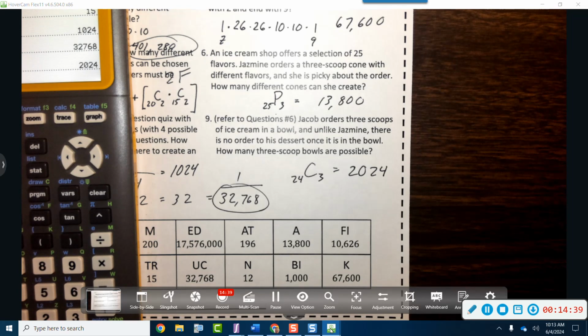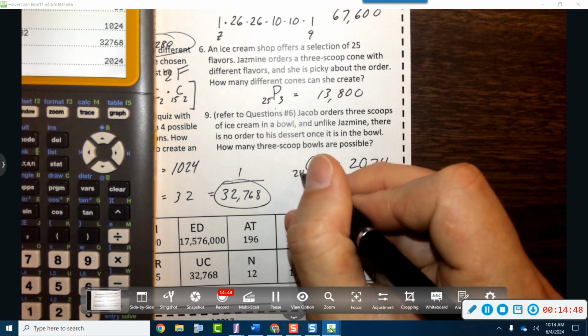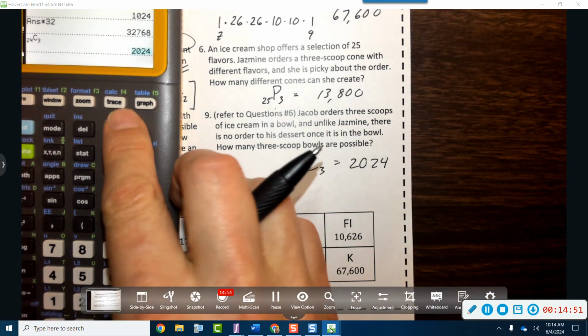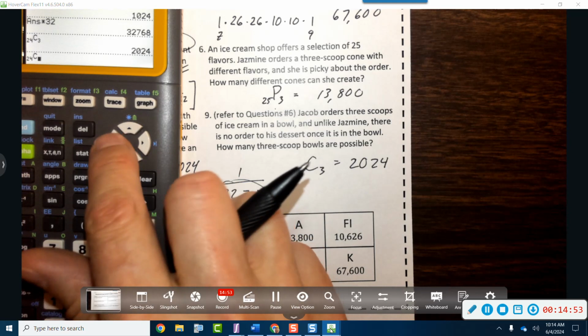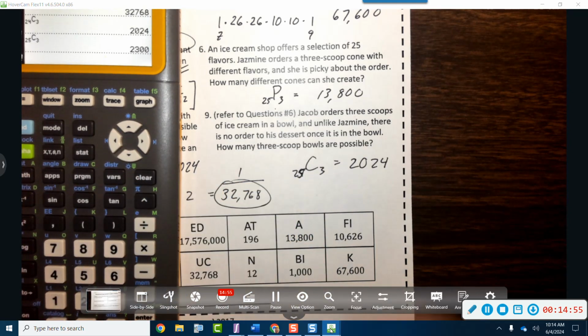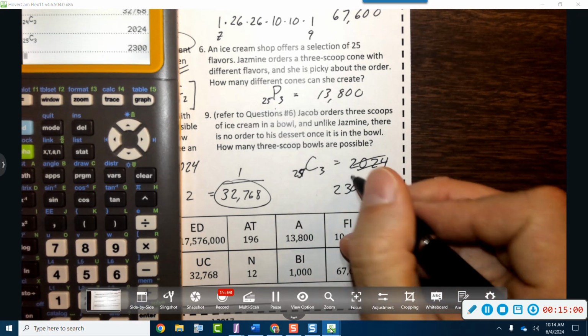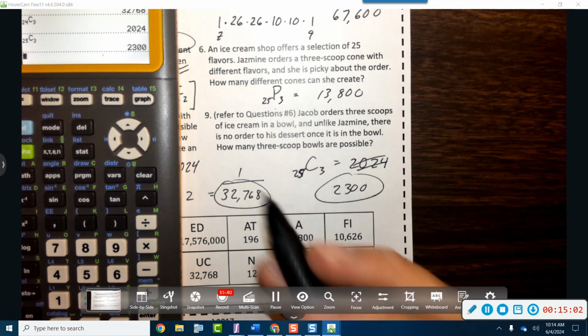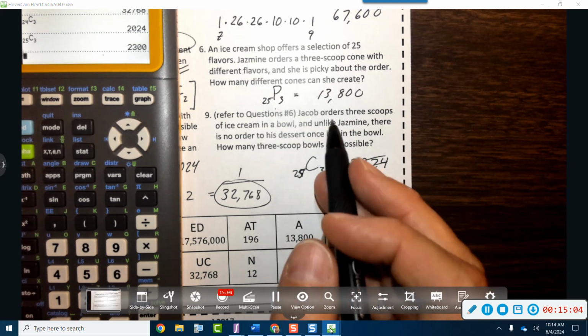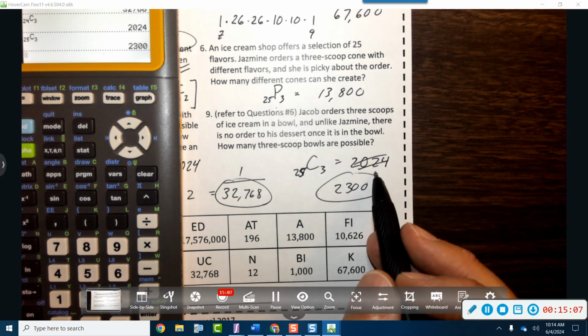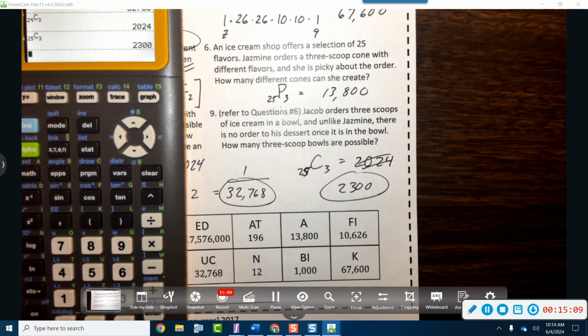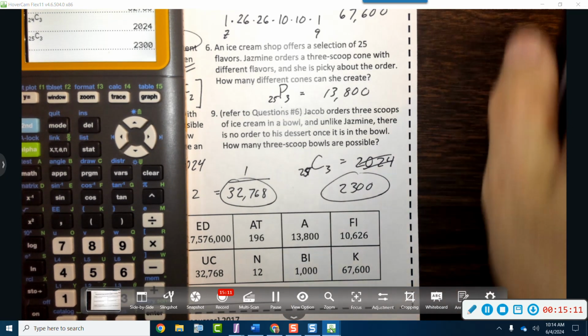Let's see. Jacob orders 3 scoops of ice cream, and unlike Jasmine, there is no order to his dessert. How many 3-scoop bowls are possible? Oh my gosh! I chose 24 instead of 25. My bad. Let's make that 25. There it is. 2,300. I didn't see 2024 in the answer there. So just adding one extra flavor increased it by 276 possibilities. So, pretty neat. Pretty neat.